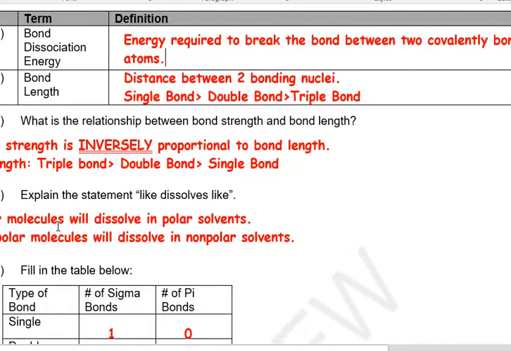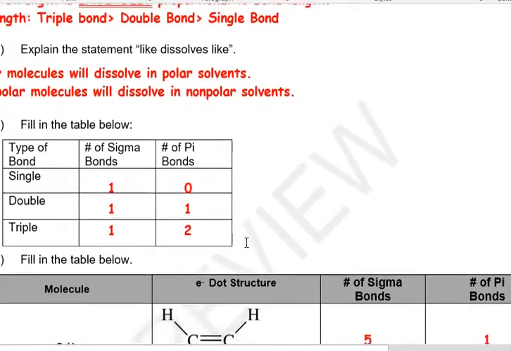Like dissolves like. Polar molecules dissolve in polar solvents. Nonpolar dissolves in nonpolar solvents. So remember things like nonpolar solutes, iodine, CO2 are nonpolar. They would dissolve in oil, which is also nonpolar.